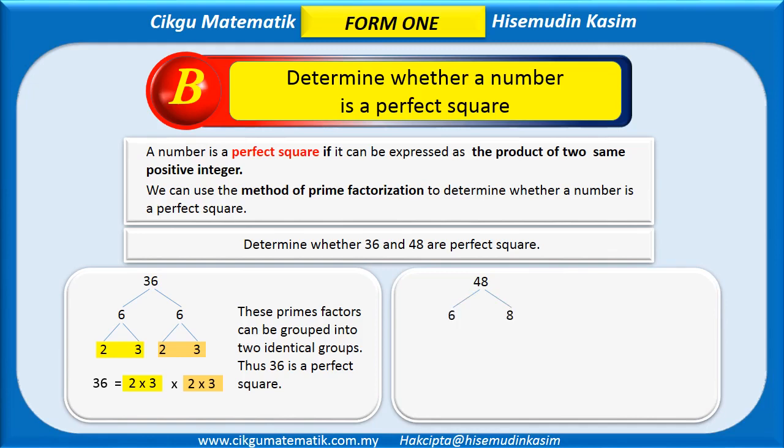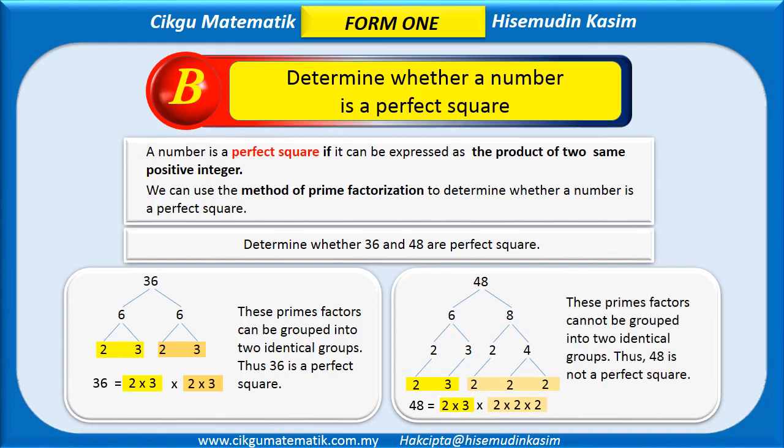48 equals 6 times 8, which is 2 times 3 times 2 times 4, and 4 is 2 times 2. So 48 equals 2 times 3 times 2 times 2 times 2. These prime factors cannot be grouped into two identical groups. Thus, 48 is not a perfect square.